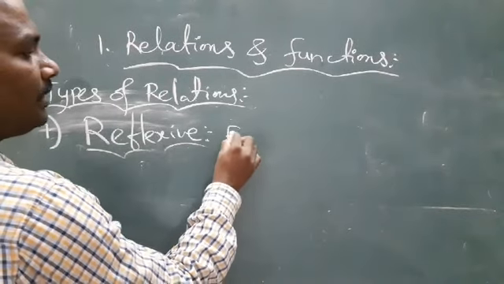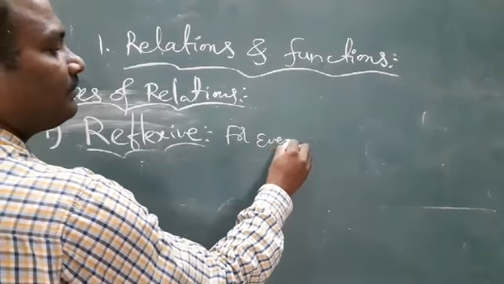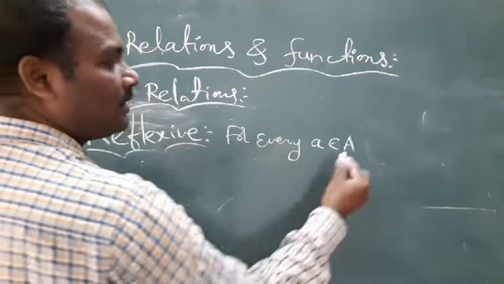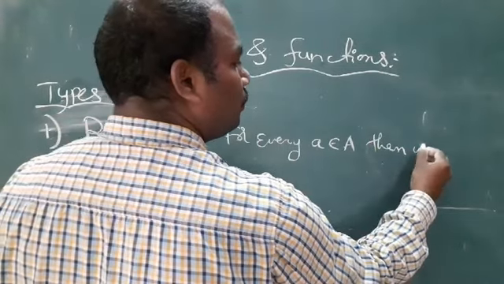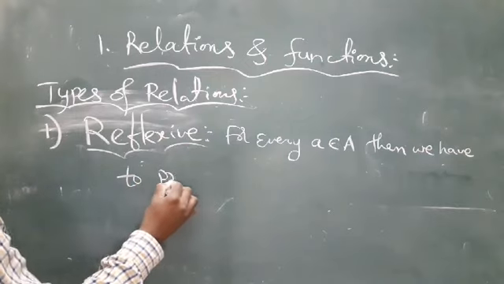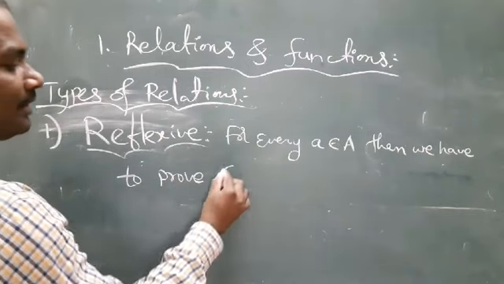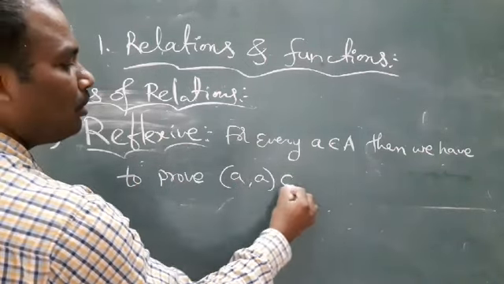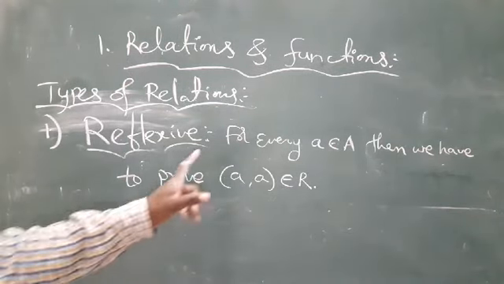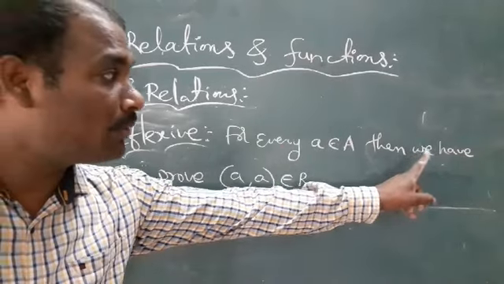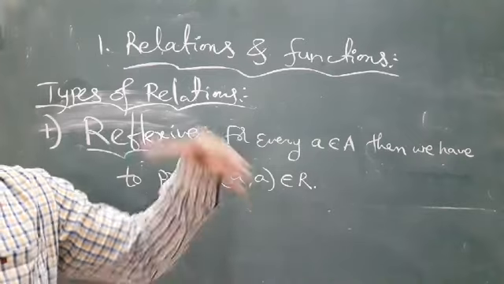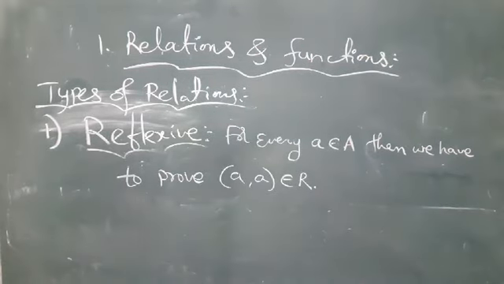for every a belongs to A, then we have to prove, simple definition, we have to prove (a, a) belongs to R. Most important definition: for every a belongs to A, if we prove (a, a) belongs to R, then automatically R is a reflexive relation.